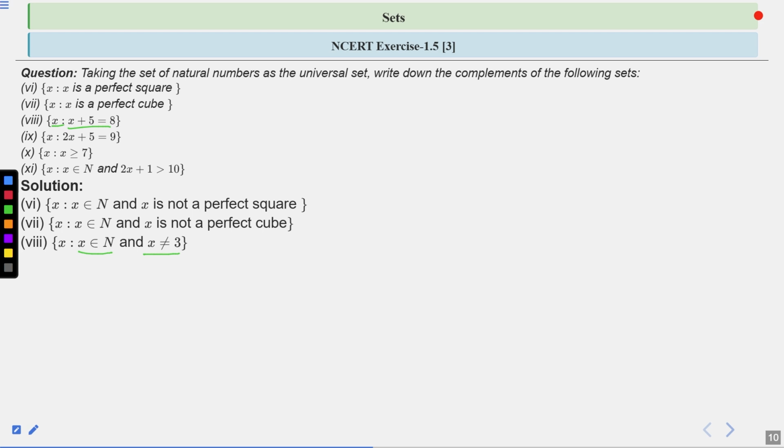Okay. So, now for ninth, here we have collected x satisfying 2x plus 5 is equal to 9. Meaning, in this collection, you will have only one element. This will be your what? Singleton set. Now, what we are trying to do is to find the complement. Very simple. You are collecting all the natural numbers except the solution for this equation. The solution for the equation is simply 2. So, we are collecting all natural numbers except 2. Clear?